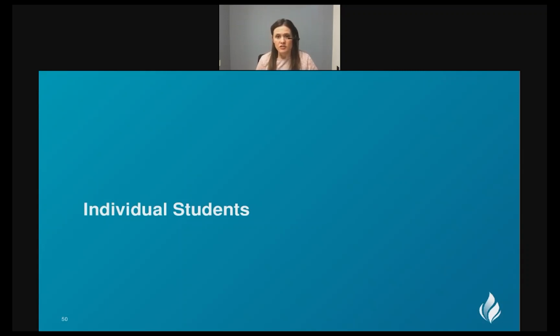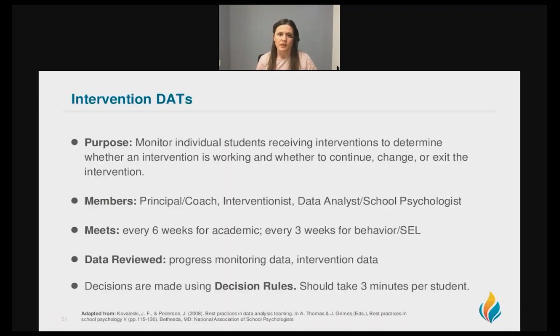So at the individual student level, again, this is where that intervention data analysis team comes in. We're monitoring individual students receiving those interventions to determine whether that intervention is working and whether we need to continue the intervention, change it, or have the student exit the intervention altogether. Maybe they exited successfully or we're doing something completely different, like a special education referral.